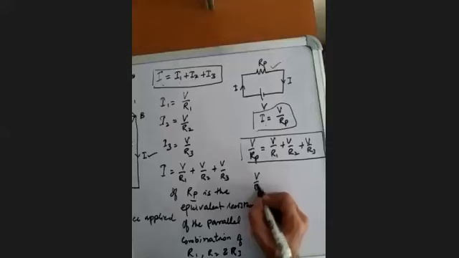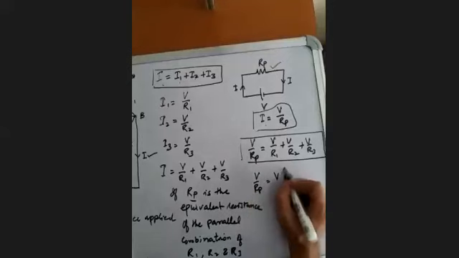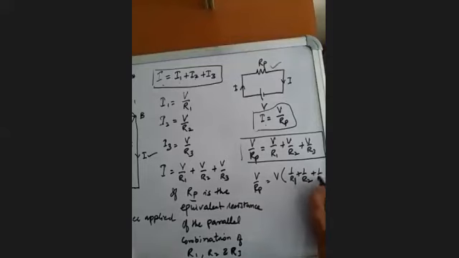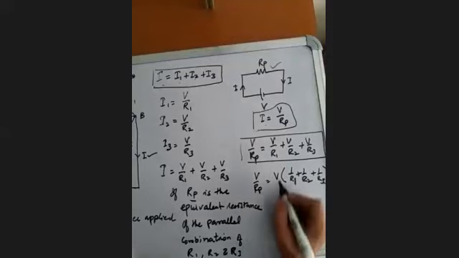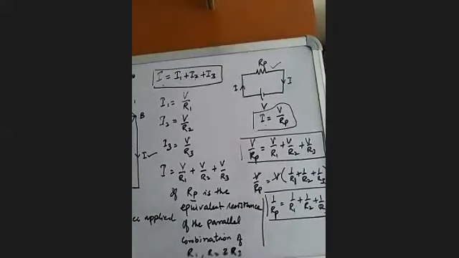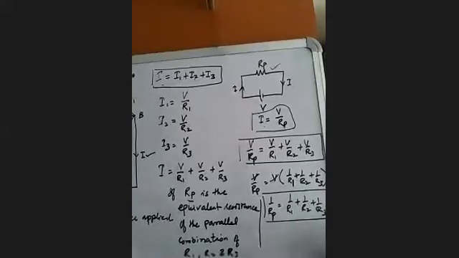So V upon RC will be equal to V common, 1 upon R1 plus 1 upon R2 plus 1 upon R3. V will cancel with V. So what we are left with is 1 upon RP is equal to 1 upon R1 plus 1 upon R2 plus 1 upon R3. So using this expression, we can find out the value of RP.